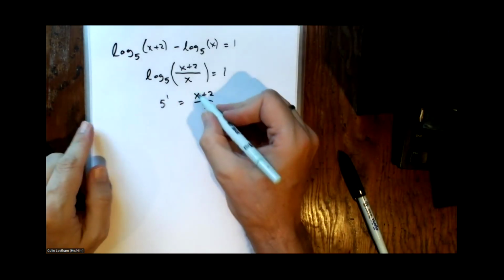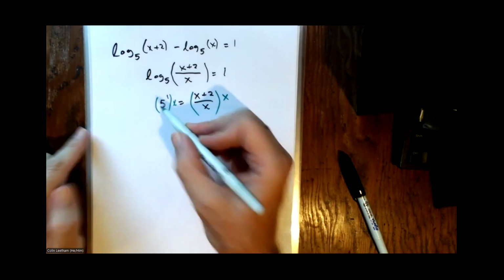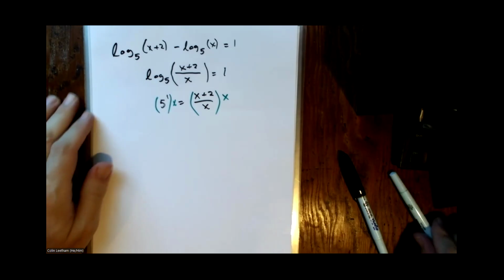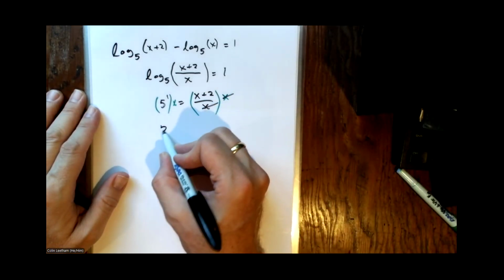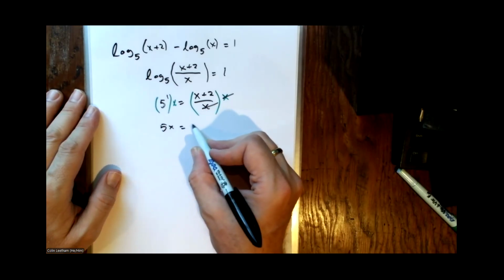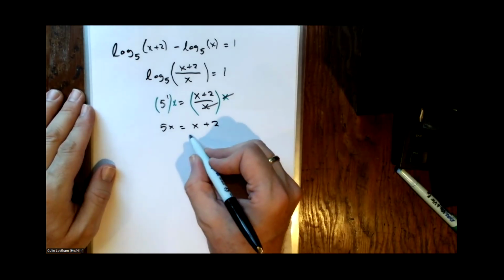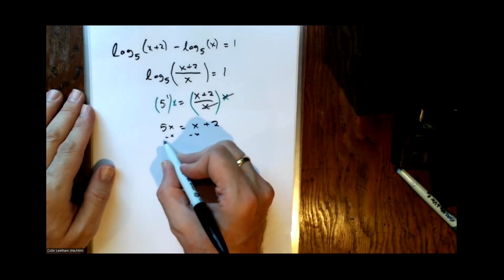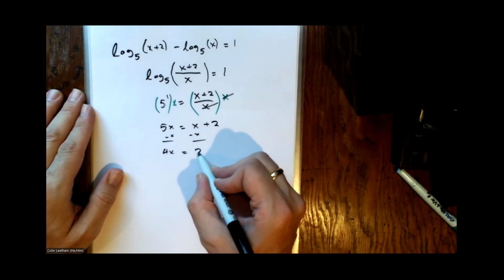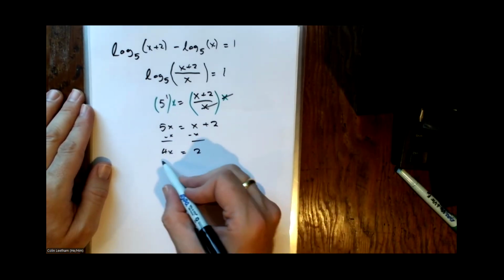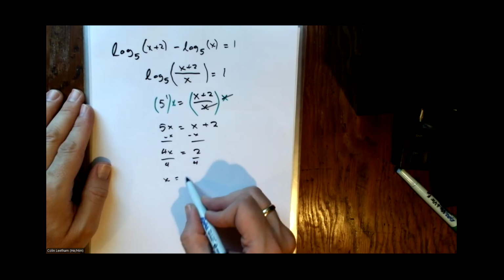Now I'm going to multiply both sides by x. In this case, I'm going to have 5x is equal to x plus 2. All right, I'll subtract x from both sides. We've got 4x is equal to 2. I'll divide both sides by 4. And I've got x is equal to 1/2.